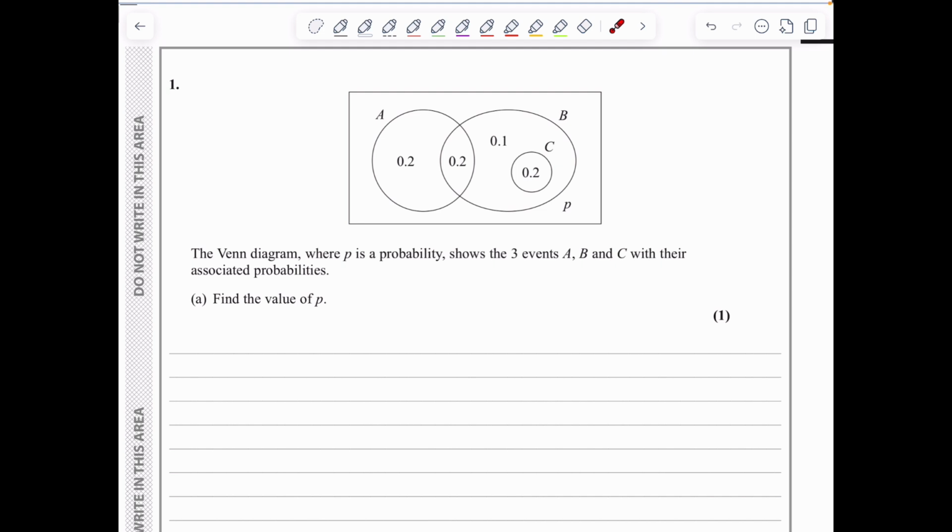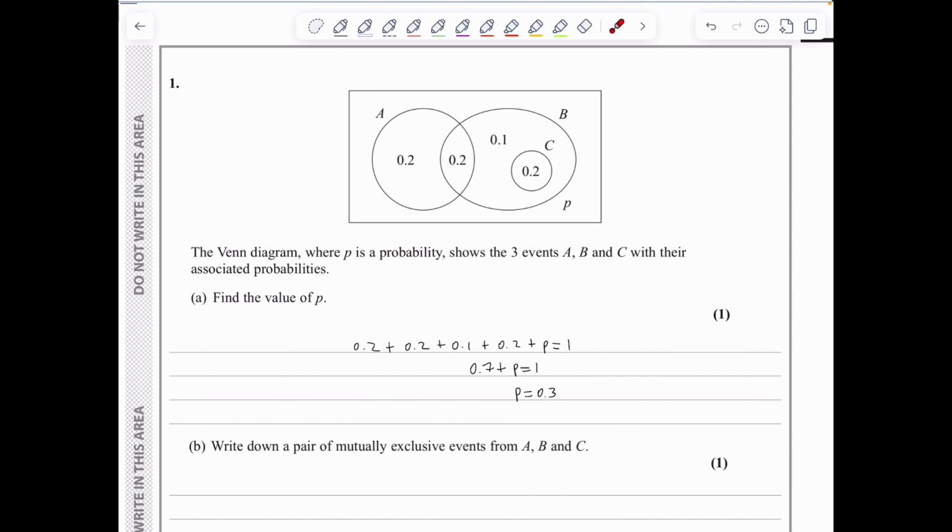In question 1, we're given the Venn diagram here where P is a probability showing 3 events A, B, and C with the associated probabilities. And in part A, we need to find the value of P. Well, we know that the sum of the probabilities here should give a result of 1, which means we're looking at 0.2 plus 0.2 plus 0.1 plus 0.2 plus P being equal to 1. This gives me 0.7 plus P being equal to 1, and therefore P is equal to 0.3.